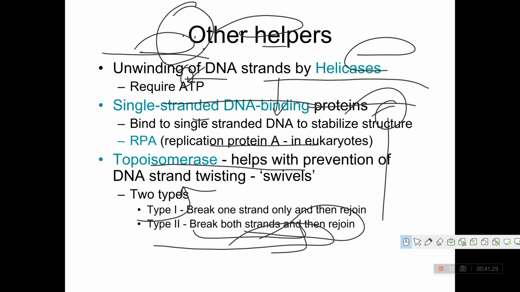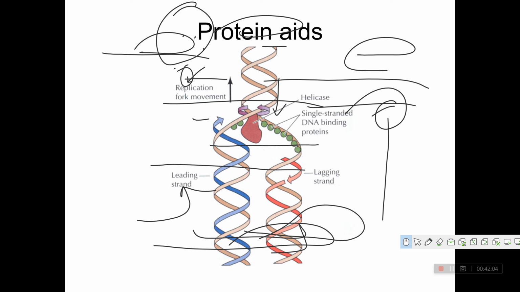Here, you already know what happens with topoisomerase. They prevent the binding of the double helix, or they untwist the DNA helix. There are two types of topoisomerase, 1 and 2. Type 1 breaks one strand only, and type 2 breaks both strands, and they rejoin. And then the single stranded binding protein helps in binding or maintaining the double stranded DNA, right? This is the double helix DNA.